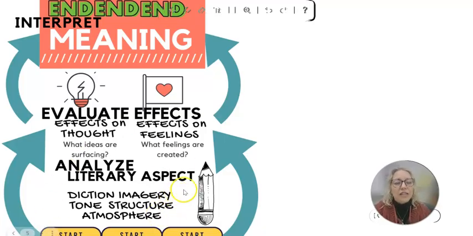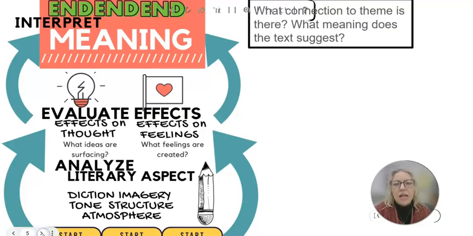You have to get to this in the text in order to support evaluation, in order to support meaning. But at that interpretive level, that's where we look at the themes, right? And we say, what connection to theme is there? What meaning does the text suggest?